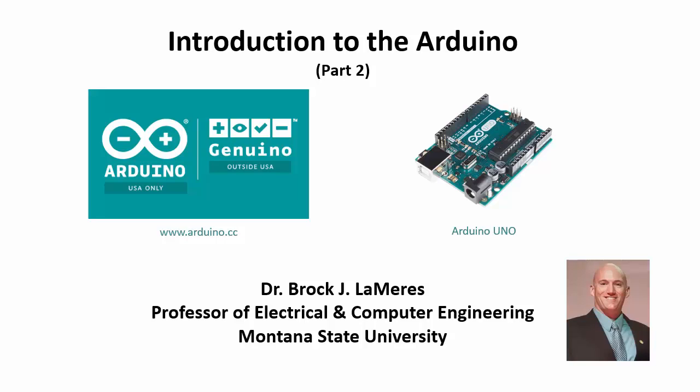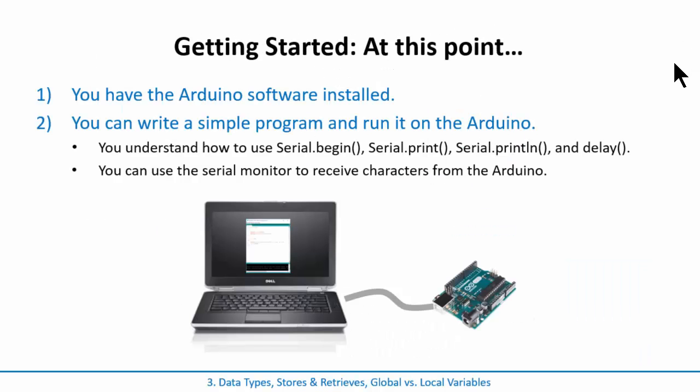In this video, we're going to continue our introduction to the Arduino by looking at some of the other basic things that we're going to need. So at this point, we have the Arduino software installed, and we were able to run a simple program on it and look at the outputs using the serial monitor. And importantly, what we looked at was some of the very useful functions such as Serial.begin, Serial.print, Serial.println, and delay. These are the ones that you're going to use quite a bit when you do this stuff.